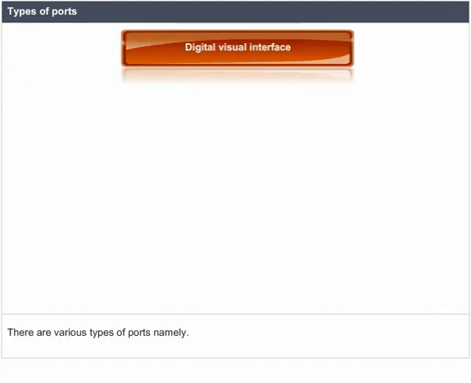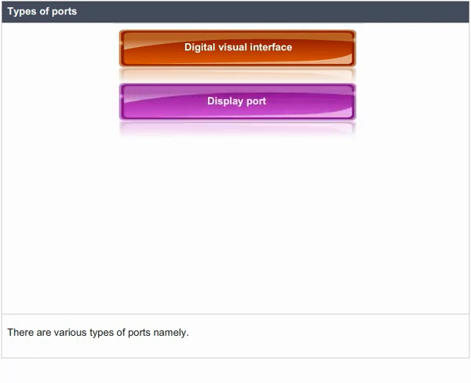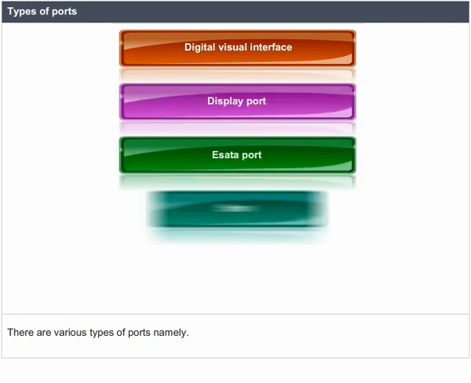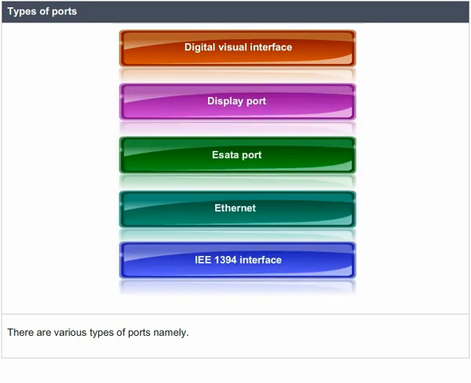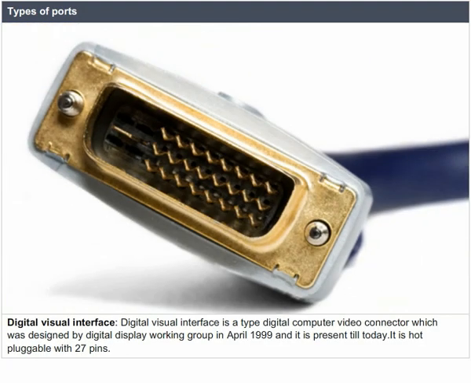Types of ports. There are various types of ports, namely Digital Visual Interface, DisplayPort, eSATA port, Ethernet, IEEE 1394 interface. Digital Visual Interface is a type of digital computer video connector which was designed by the Digital Display Working Group in April 1999, and it is present till today. It is hot pluggable with 27 pins.